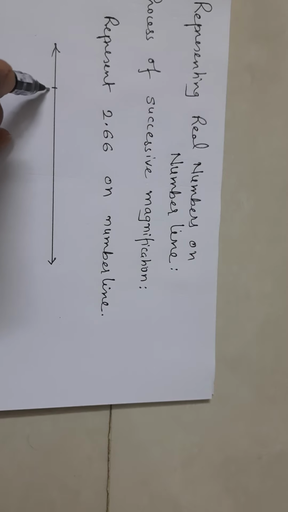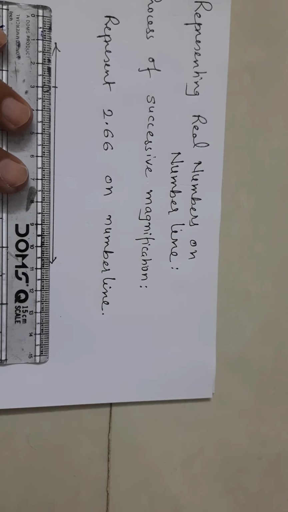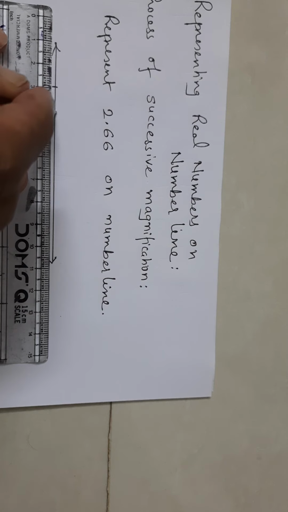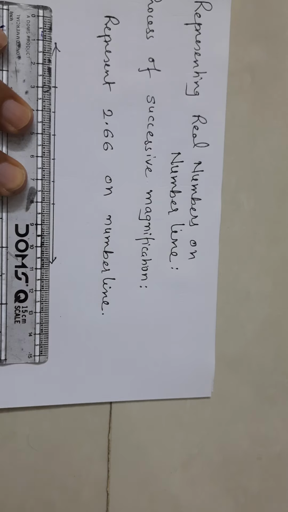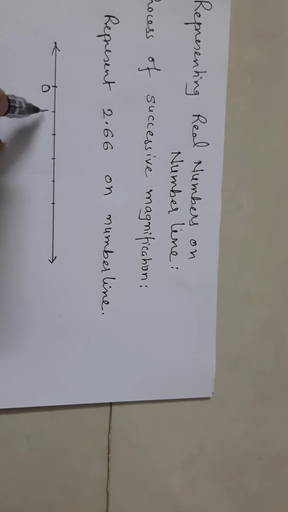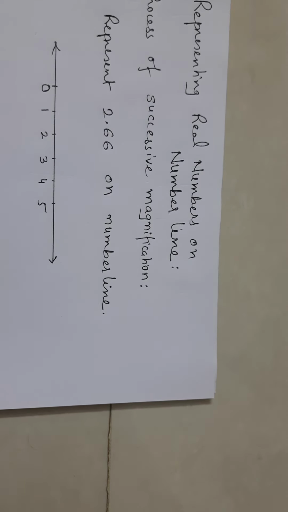I write 0. At 1 centimeter length, I am marking 1, 2, 3, 4, 5. Now if you see, 2.66 lies between 2 and 3. This 2 and 3 I am bringing on the other number line. I am magnifying that particular part. So again I draw in this manner.